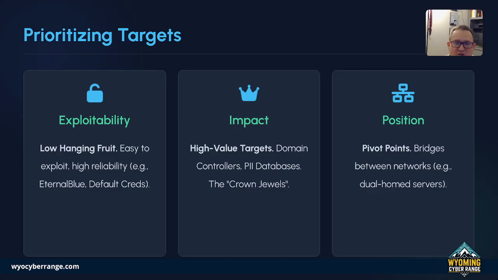Then we need to position ourselves. How does the target offer a bridge? Is it dual-homed, like servers that act as pivot points to get us into the network, maybe from the DMZ to the internal network? How is it positioned within a network, and how could it help an attacker gain an additional foothold within a network?